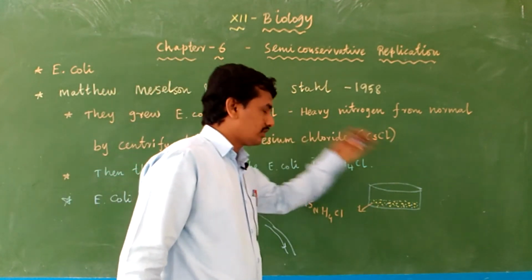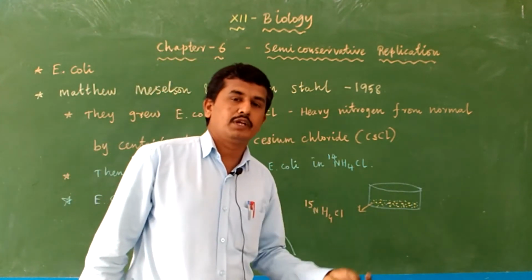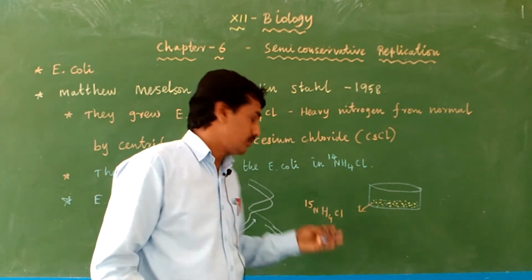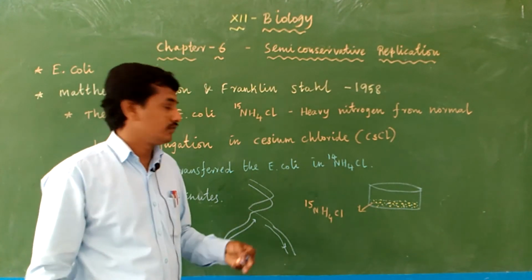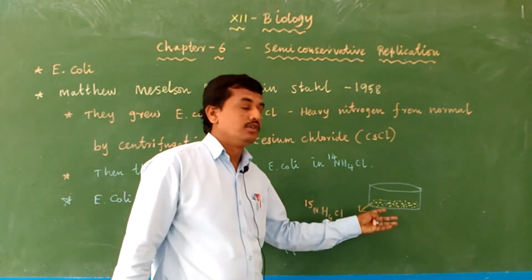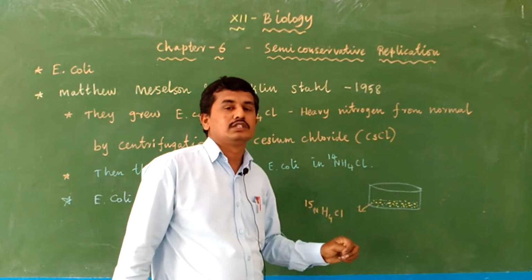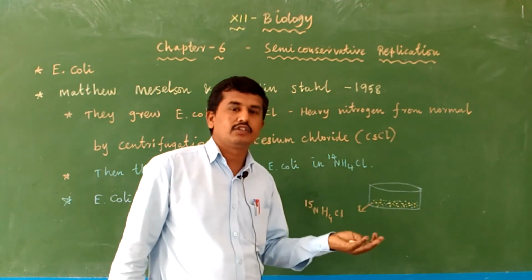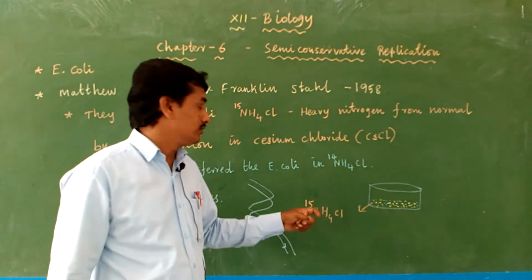And even after several generations, not one or two generations, but approximately 10 generations, the scientists added ammonium chloride 15 to the nutrition medium. So all the bacteria absorb the nutrition and multiply by binary fission, and the progeny cells also contain DNA with ammonium chloride 15.